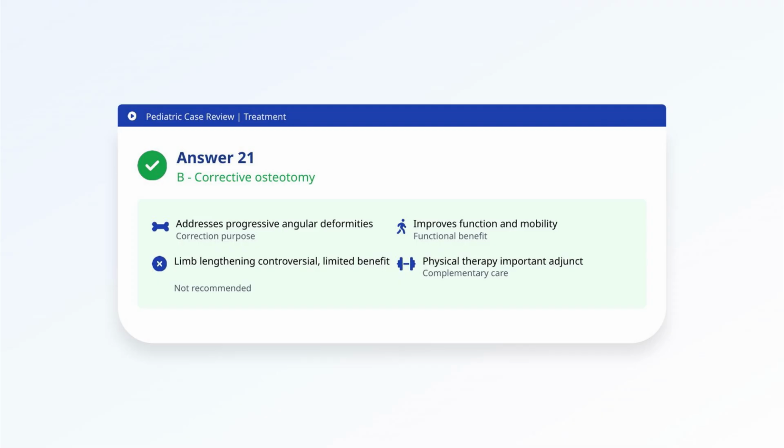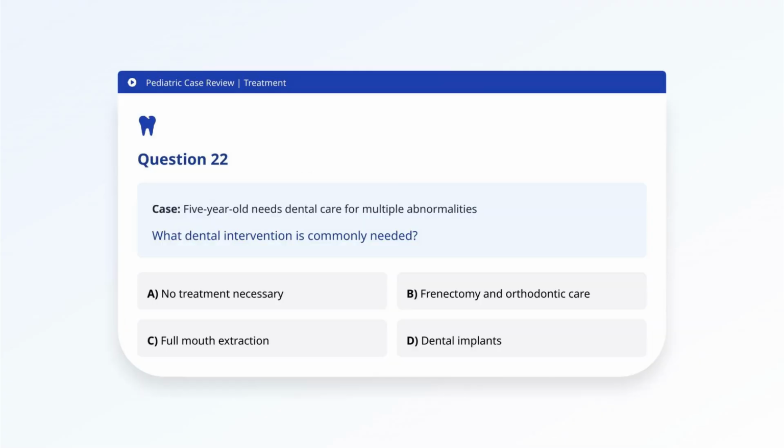This surgical procedure addresses progressive angular deformities like genu valgum, improving function and mobility. Limb lengthening procedures are controversial with limited benefit in this syndrome. Physical therapy serves as an important adjunct to surgical intervention for maintaining range of motion and strength. A 5-year-old with Ellis Van Creveld Syndrome needs dental care for multiple abnormalities.